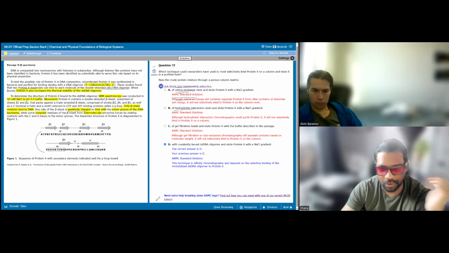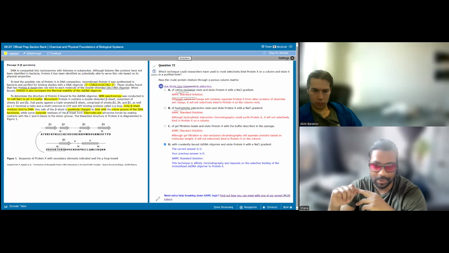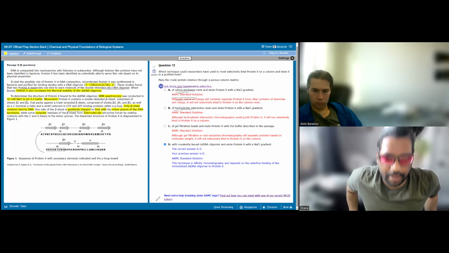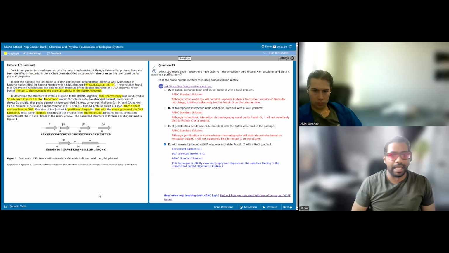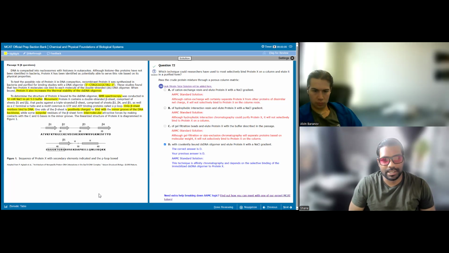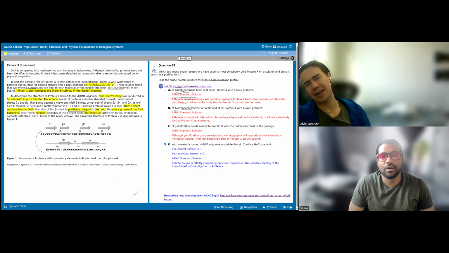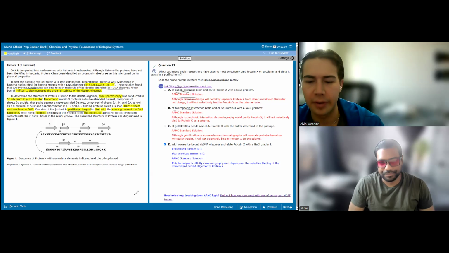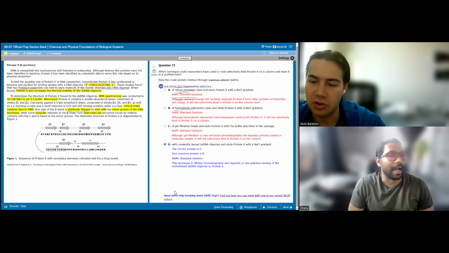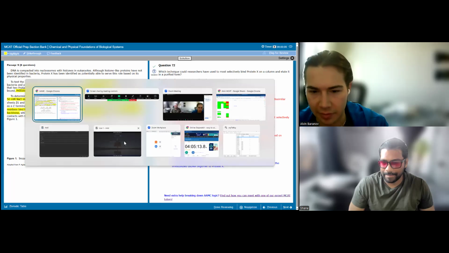Maybe if you read porous column matrix, it can sound like that. So I think that these could be pretty good choices that are wrong. Wait, did you choose D first? Yeah, no, I got this right. I just want to hear your reasoning. Got it. Selective binding is just affinity chromatography, basically.